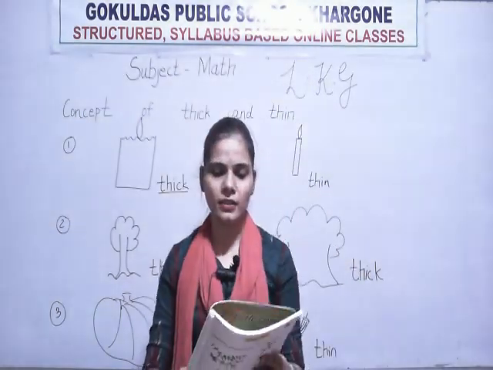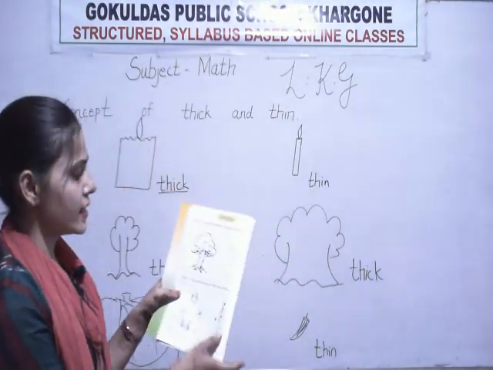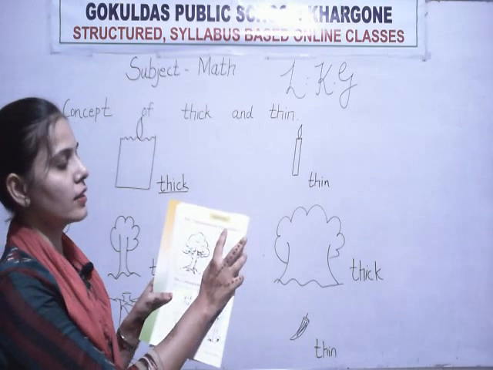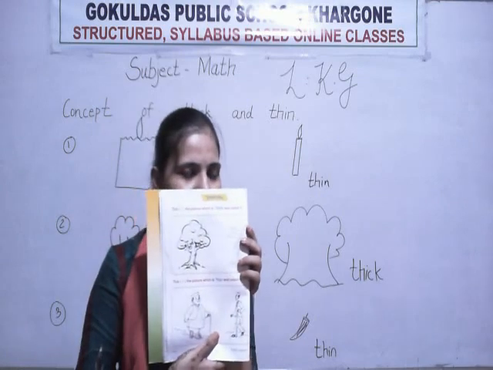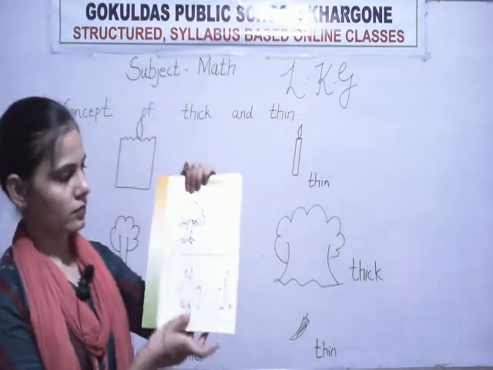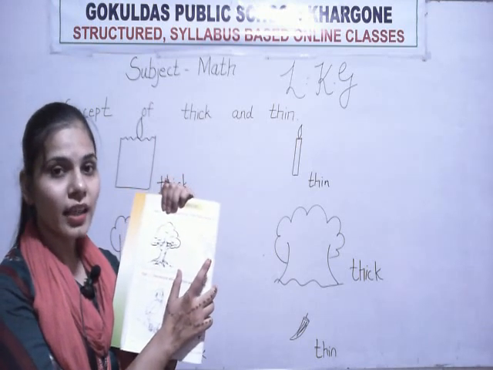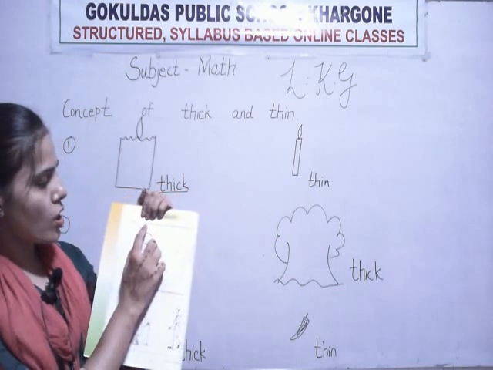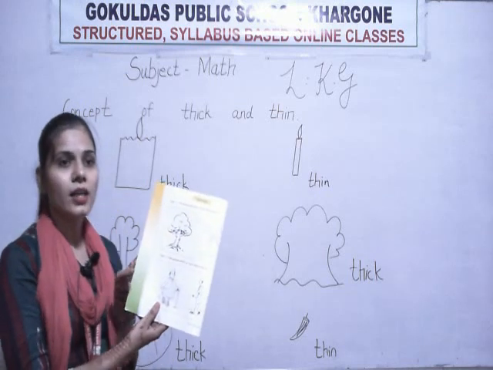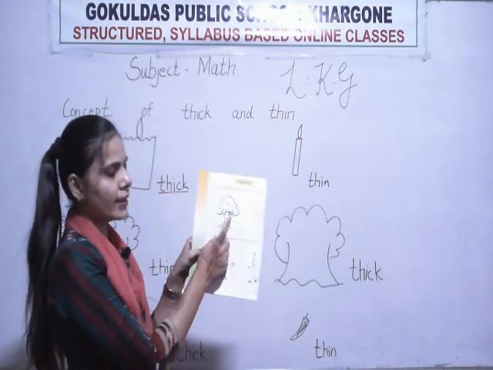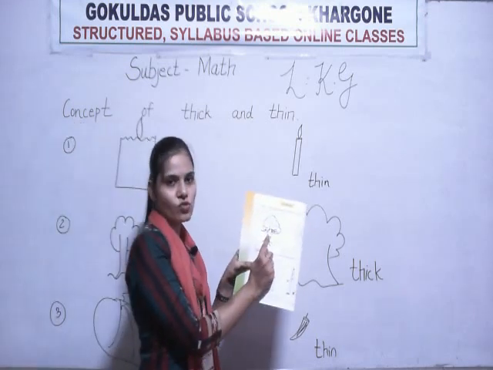Okay, and after that there is some exercise here. The exercise is tick the picture which is thick and color it. So which tree is the thick one? Tell me. This one. No, this one is thin and this one is thick. So color the thick picture. Color the thick picture. So you color on this tree.